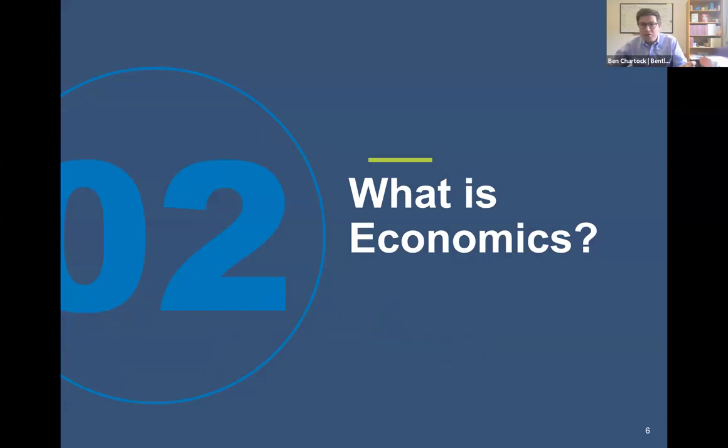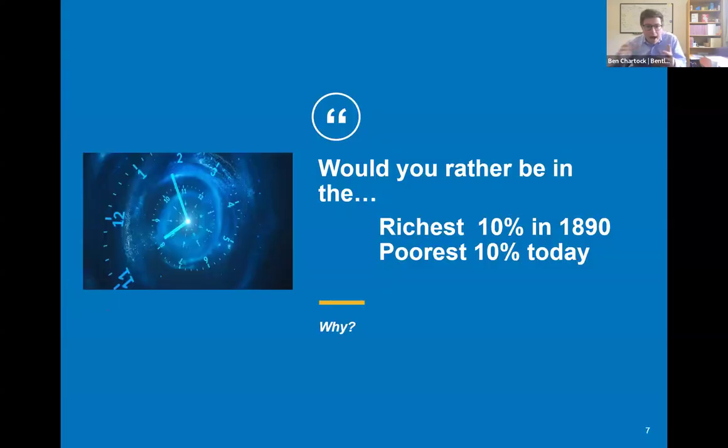So let's dive into the real meat and potatoes of what this course is about. I have a question for us to just take 3 seconds to think about, and I'll sit silently so we can think about this as well. Would you rather be in the richest 10% of society 130 years ago or the poorest 10% of society today?